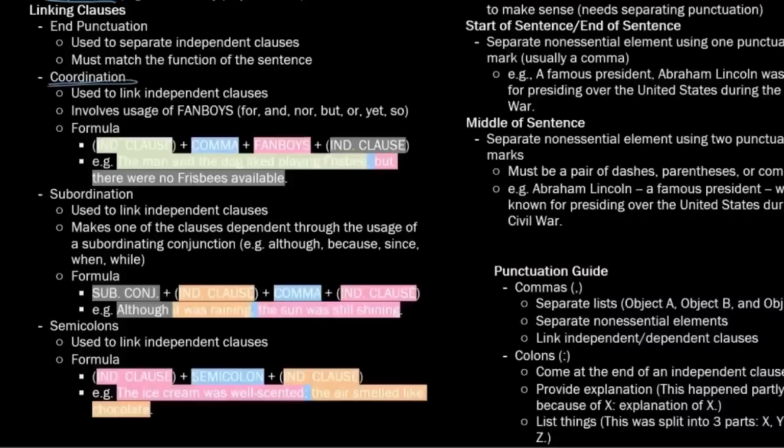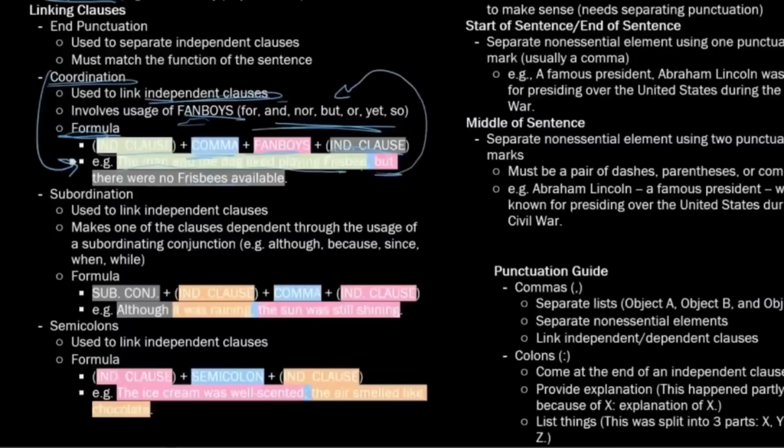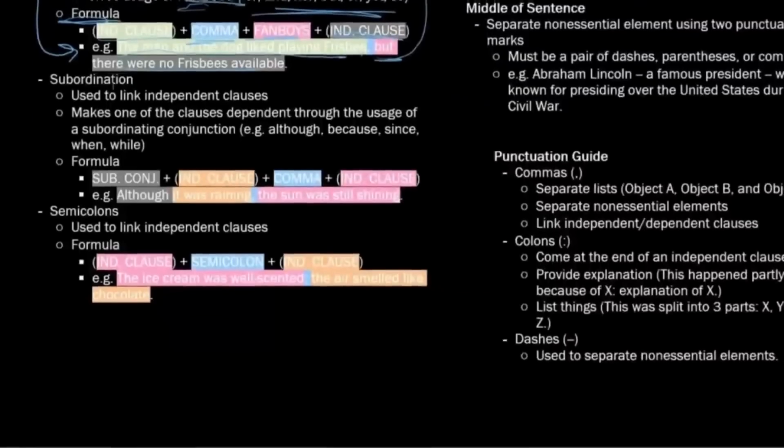Now, coordination is our first way that we use to link independent clauses, and we need to use FANBOYS. What's FANBOYS? It's an acronym for for, and, nor, but, or, yet, or so. Now, we're going to use this formula here, and you should memorize these also. Independent clause plus comma plus FANBOYS plus another independent clause. This is how you link using the coordination skill. So you have a first independent clause, then you add a comma, a FANBOYS, and another independent clause. So let's say we have our first here, this is an independent clause, comma, this is one of our FANBOYS, then another independent clause.